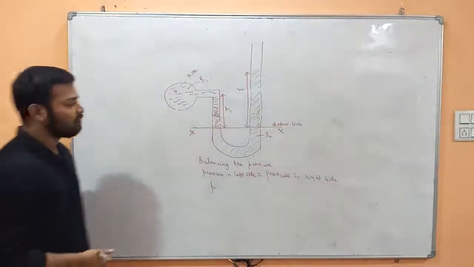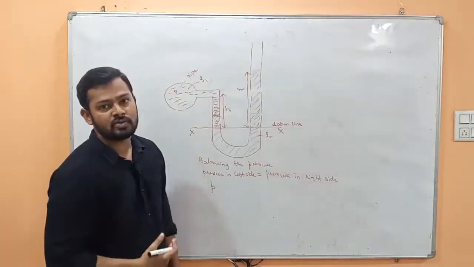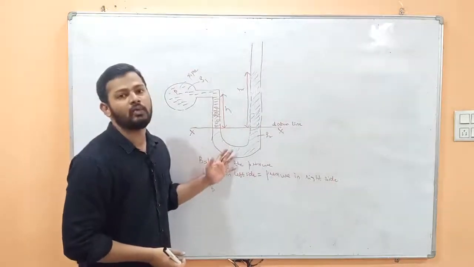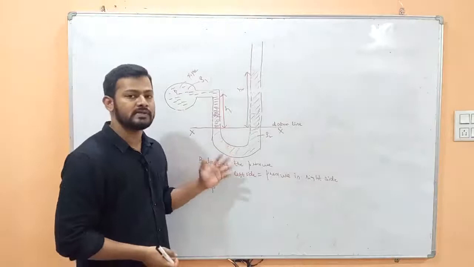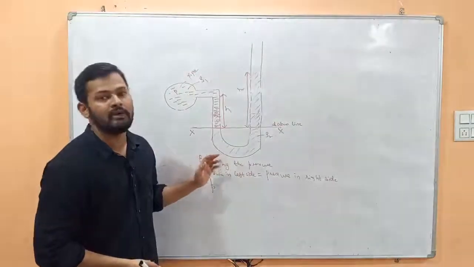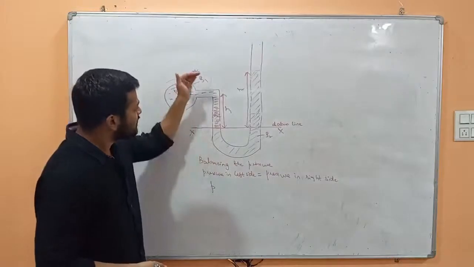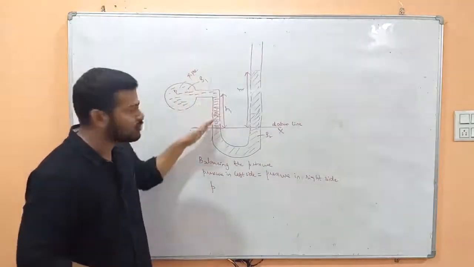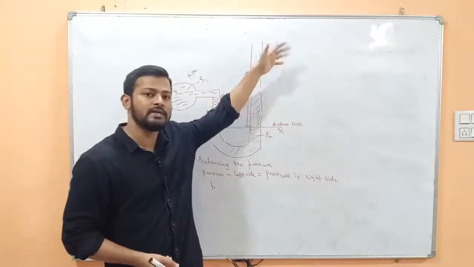And why is only mercury used in U-tube manometers? Because mercury is a heavy liquid. It has a density of 13,600 kg per meter cube. It is heavier than almost every liquid available on the earth. So it's not very easy to push the mercury. So if you have very high pressure also, the mercury will not overflow easily from the glass tube.